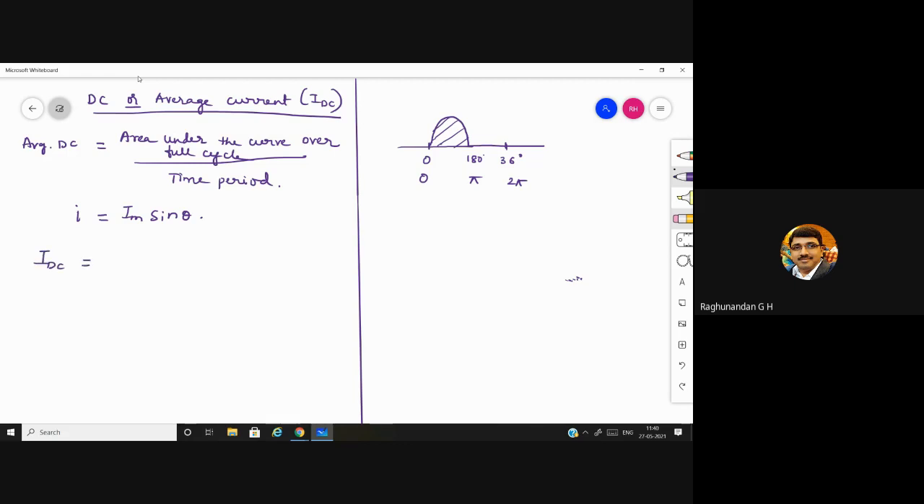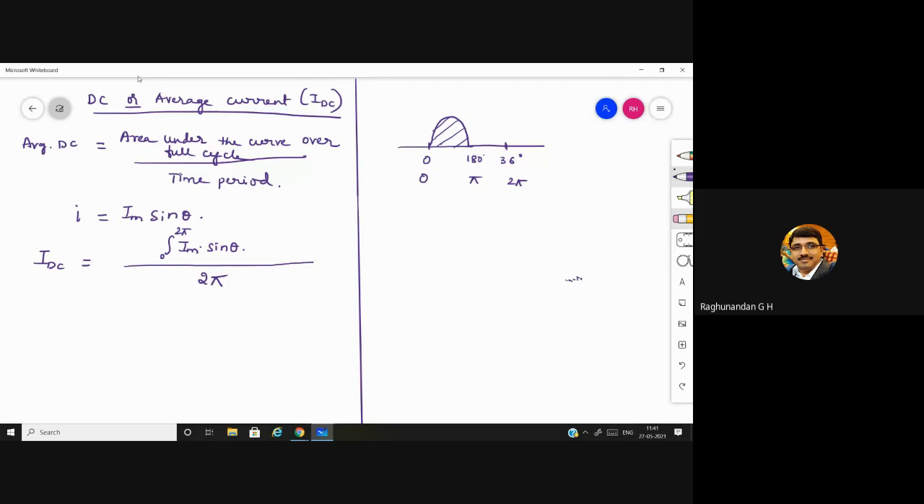IDC is equal to, say, total time period is how much for the input cycle? What is the total time period for one full cycle? 2 pi. Okay. Now, first we'll write the instantaneous signal, 0 to 2 pi Im sin theta.